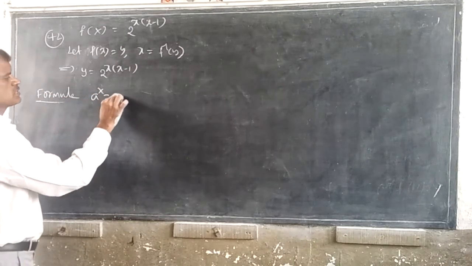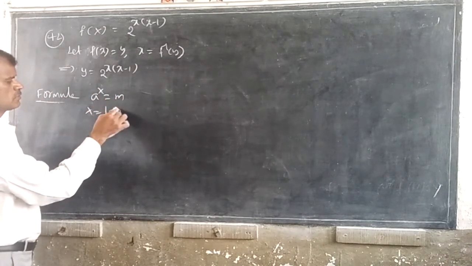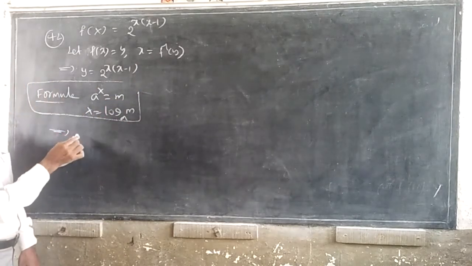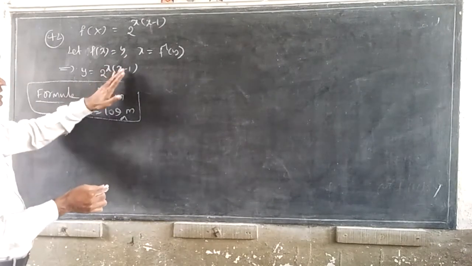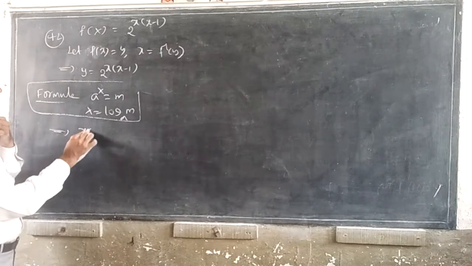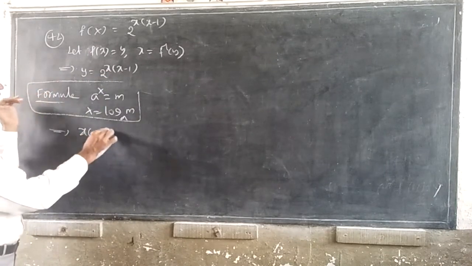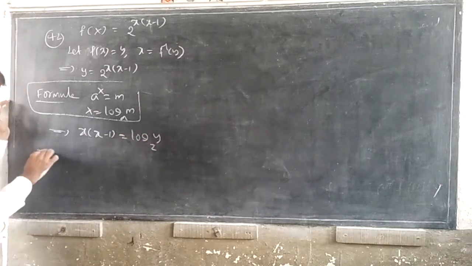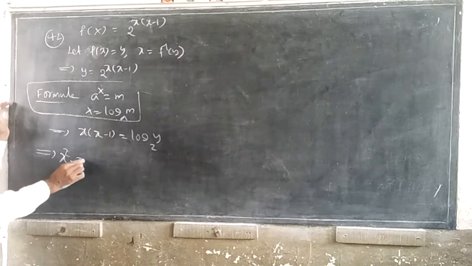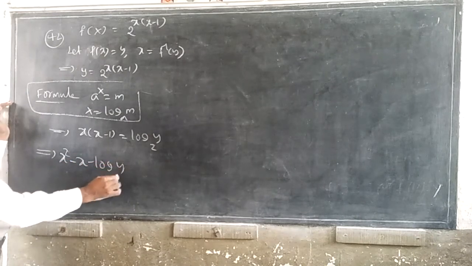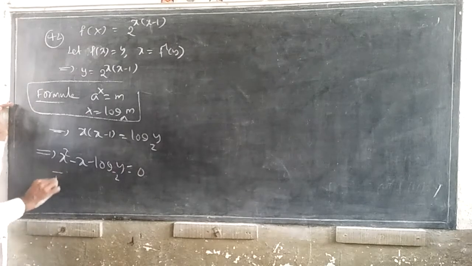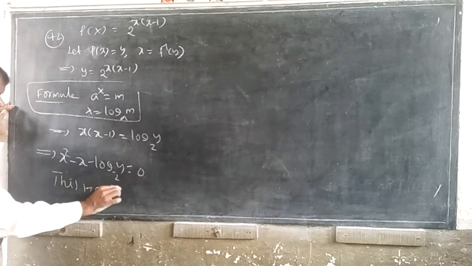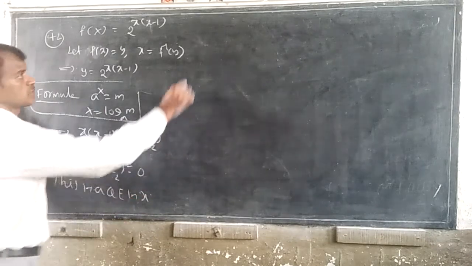Formula: if a power x is equal to m, then x is equal to log m to the base a. So taking logarithm on both sides, 2 power x into x minus 1 is equal to y. So x into x minus 1 becomes log y to the base 2. That implies x square minus x minus log y to the base 2 equals 0. This is a quadratic equation in x.